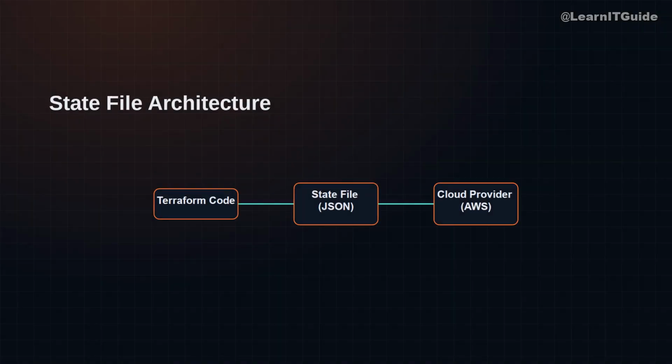Here is how it works internally. You write your infrastructure as code. Terraform reads your code, compares it to the state file, and then performs API calls to your cloud provider. The state file acts as the middleman. It stores the mapping between your local resource names and the actual cloud resource IDs. This allows Terraform to calculate exactly what needs to be created, updated, or deleted.